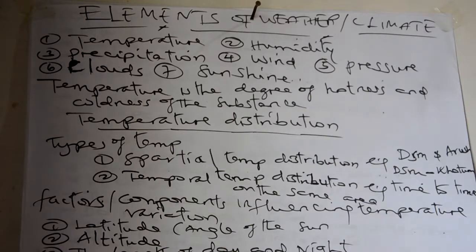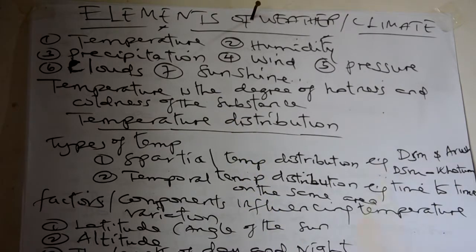Temperature. Temperature is the degree of hotness and coldness of a substance. The element of weather is like the element of climate. Temperature is the degree of coldness or hotness of a substance or object. For instance, you can feel whether a bird or someone has a high temperature or low temperature, because even a human being is a substance or an object.